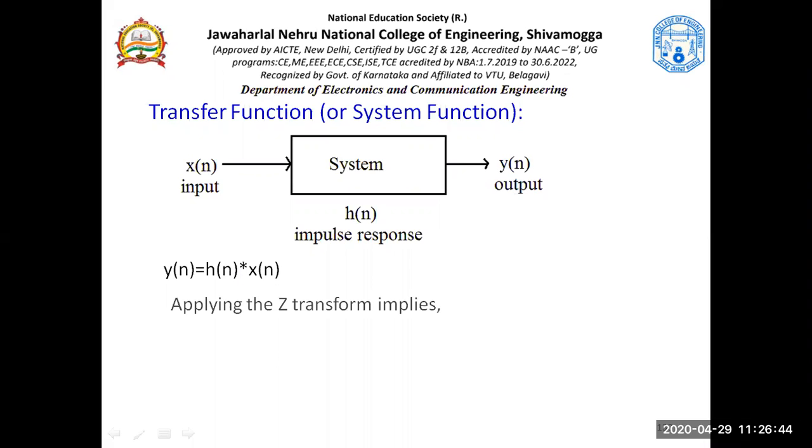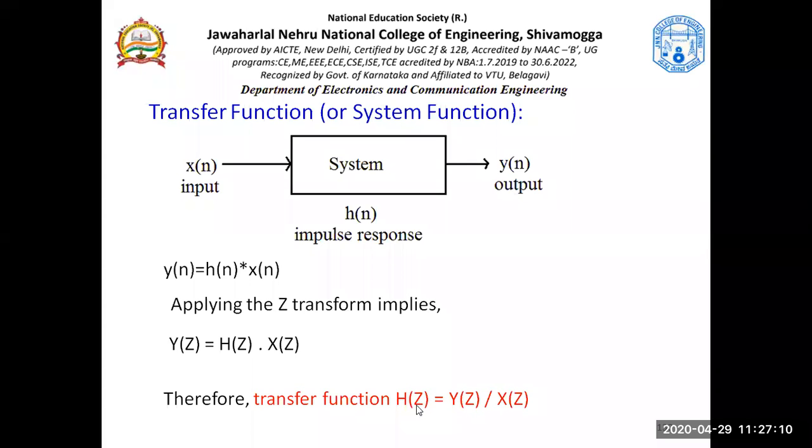So applying the Z transform implies y of Z. See, Z transform, this is y of Z. Z transform, this is h of Z. This operator convolution would become multiplication in Z domain, and the Z transform of x of n is x of Z. So when we have this, what is the transfer function? Then transfer function is h of z equal to the output by input in z domain. Output by input in z domain is called transfer function, or it is also called system function.